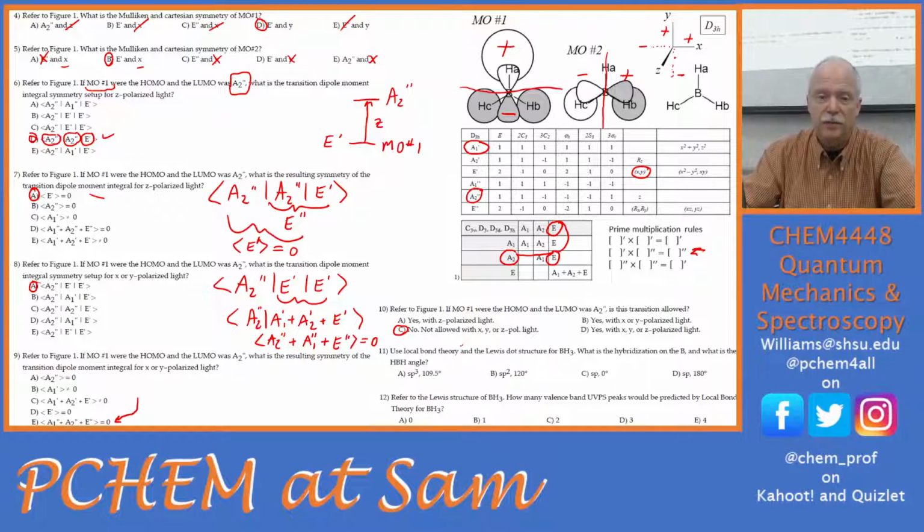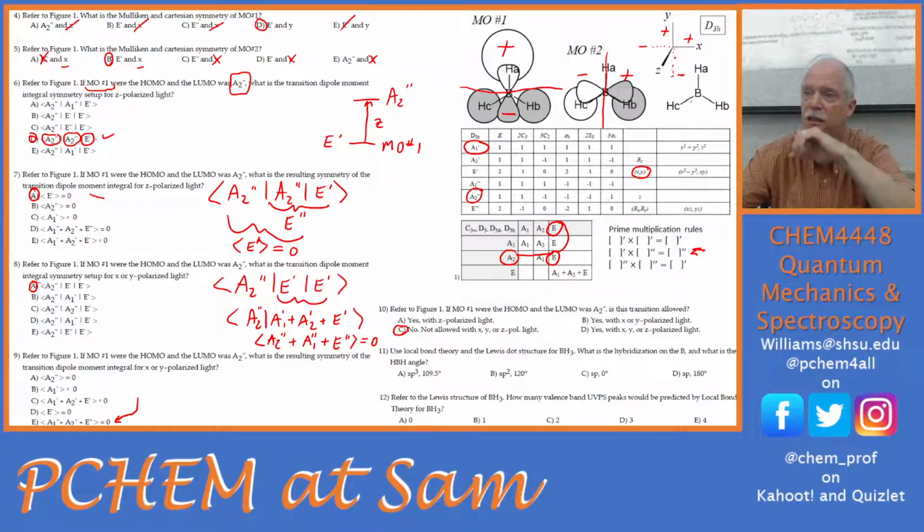Now we sort of leave behind the MO theory for a second, and we start looking at local bond theory. So the Lewis dot structure for BH3, what's the hybridization on the B and the HBH angle? So here it is up here. Notice there are no lone pairs because boron only brings in 3 valence electrons, and each hydrogen brings in 1 each. And so we have 6. When we put 3 bonds on there, we've used up all 6. So there are no lone pairs, so this is a planar molecule.